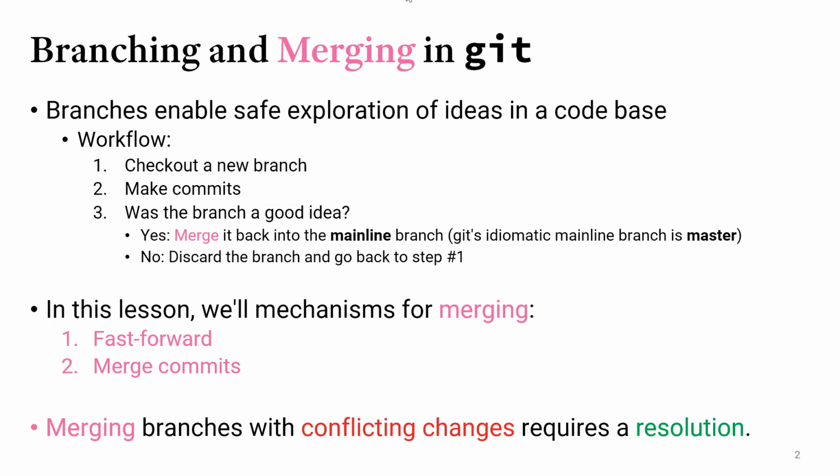Lastly, we're going to talk about how we merge branches that have conflicting changes. And we're going to see that in many cases, Git is able to merge files together from different branches without much fanfare. But in some cases, we're going to be responsible as the software engineers who wrote the code to resolve any conflict that resulted in a merge that Git can't figure out on its own.